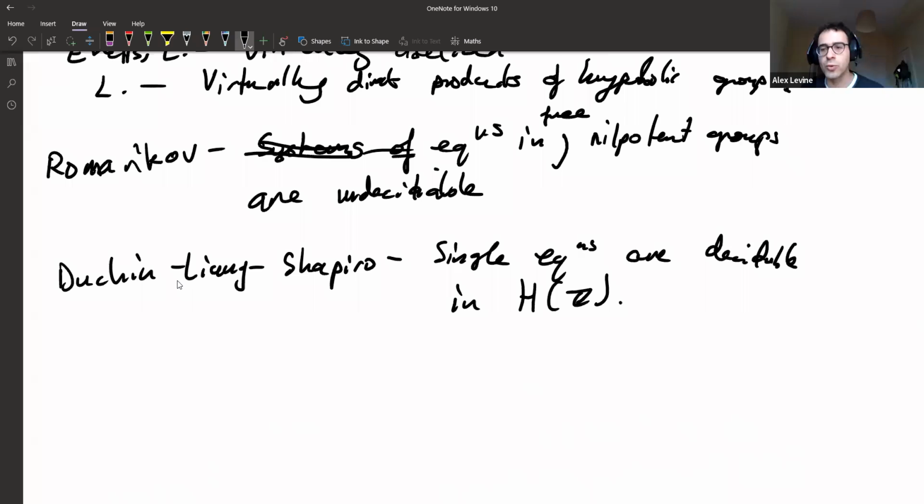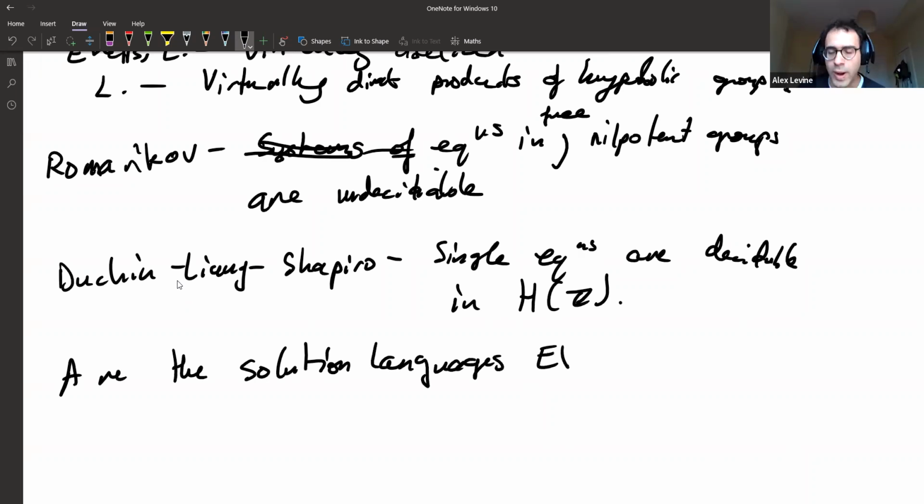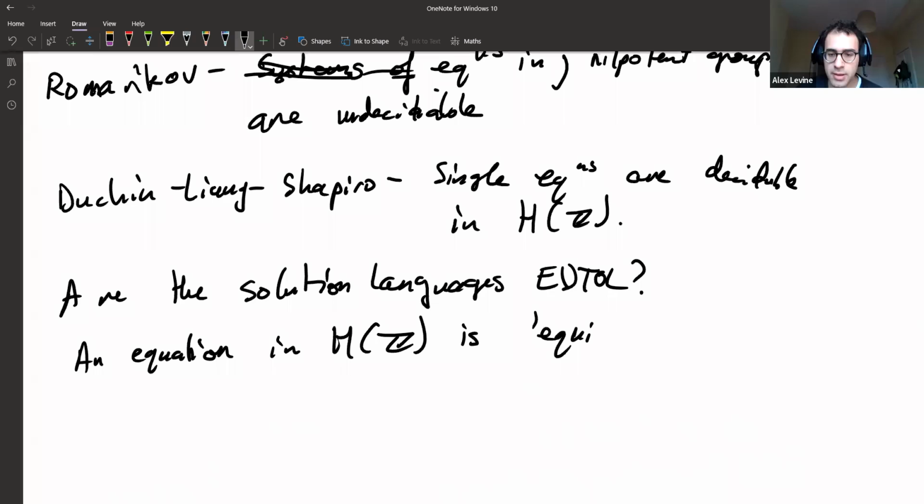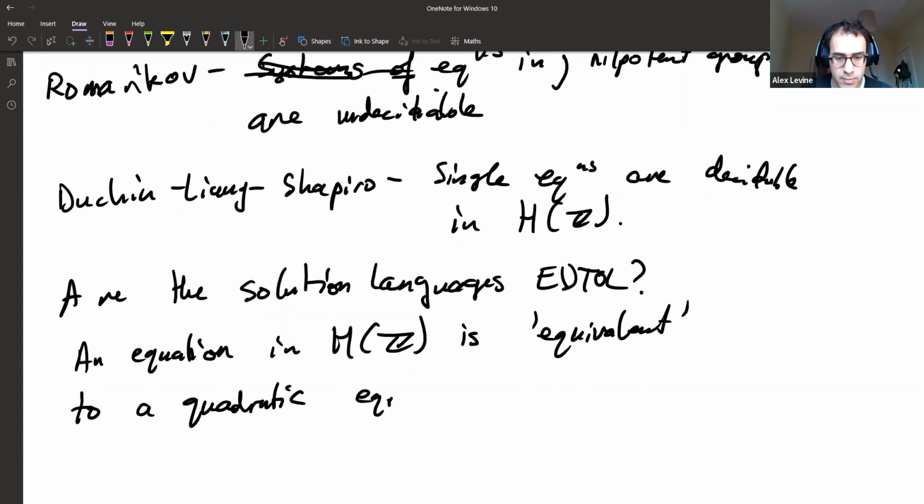So given everything in my talk, are the languages ED2L? Well, it's actually true that an equation in the Heisenberg group, and I don't think I'll have time to go through all the details of why this is true, but a single equation in the Heisenberg group is equivalent to a quadratic equation. And by that, I mean it is equivalent once you convert it in the right way, because you end up with more variables in the integers. It is equivalent to a quadratic equation in the ring of integers.